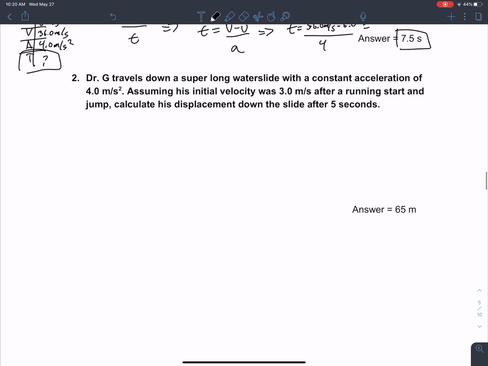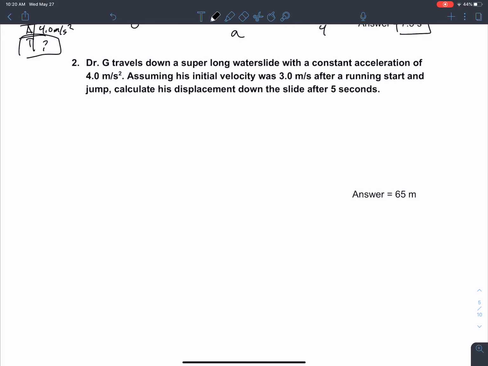Okay. Dr. G travels down a super long water slide with a constant acceleration of 4 meters per second squared. Assuming his initial velocity was 3 meters per second after a running start and jump, calculate his displacement down the slide after 5 seconds. Okay, here I'll just do the diagram. I'm a ball, and I am traveling with an acceleration of 4.0 meters per second squared. My initial velocity is 3 meters per second. And the question is, what is S after T is equal to 5 seconds?